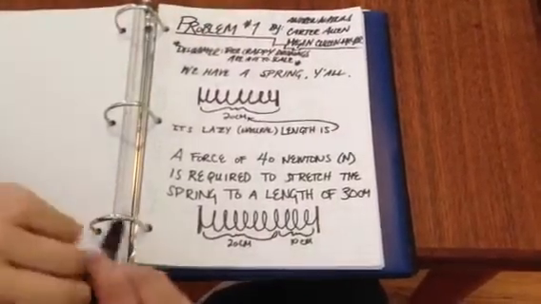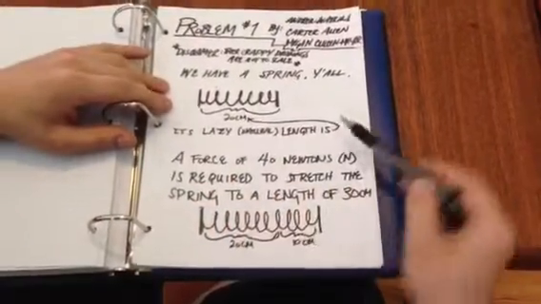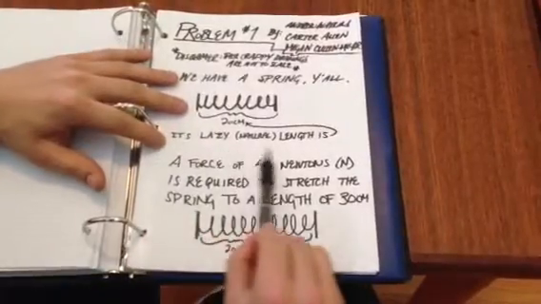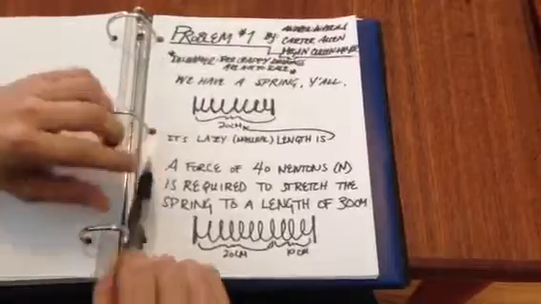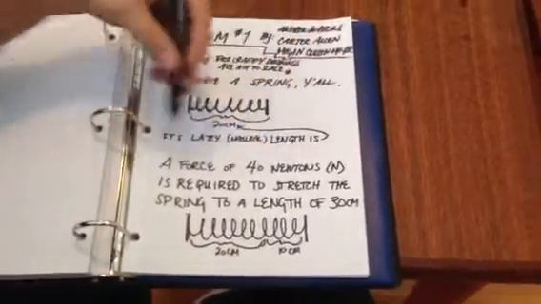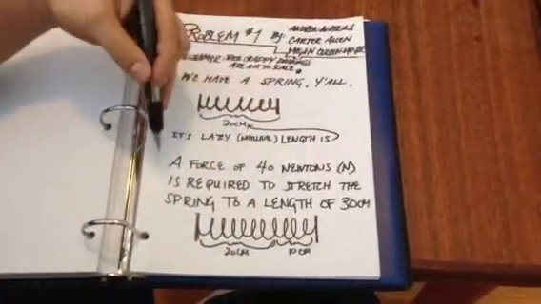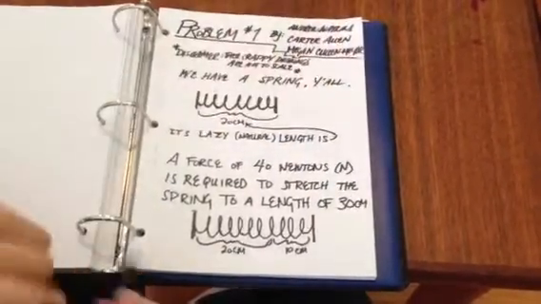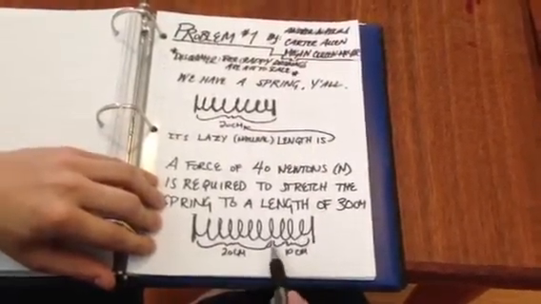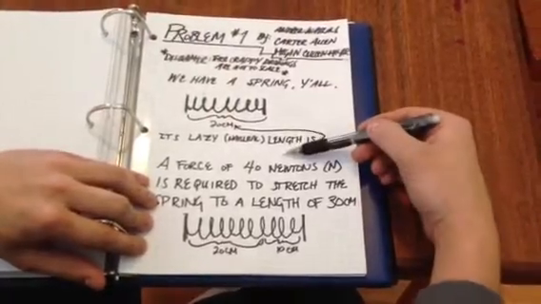So we have a spring here. Its natural length is 20 centimeters. I put lazy length here just to be funny for you. We have a force of 40 newtons required to stretch the spring to a length of 30 centimeters. That's 30 centimeters right there. So there's 20, and to stretch it an extra 10, it requires 40 newtons.